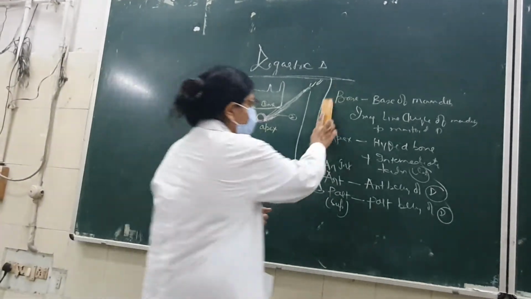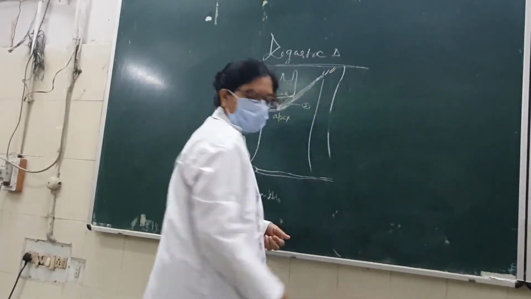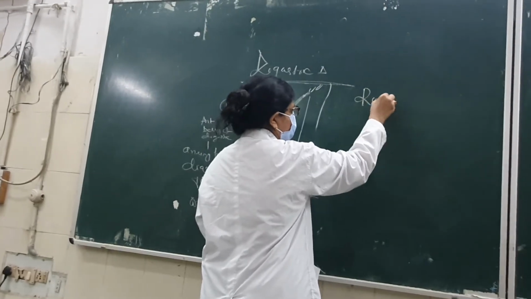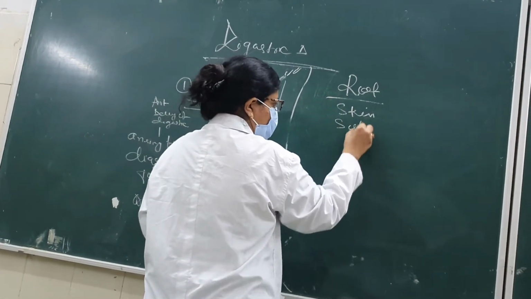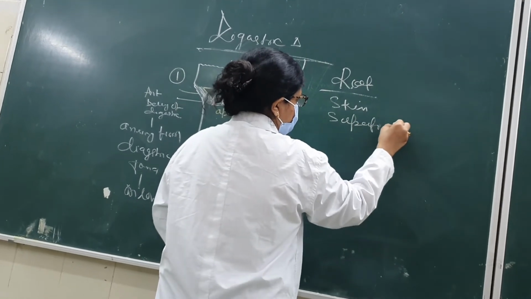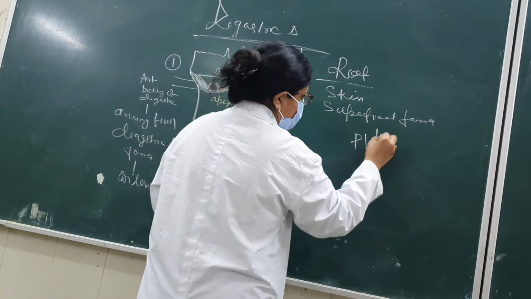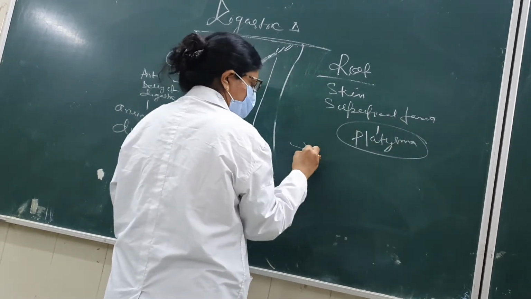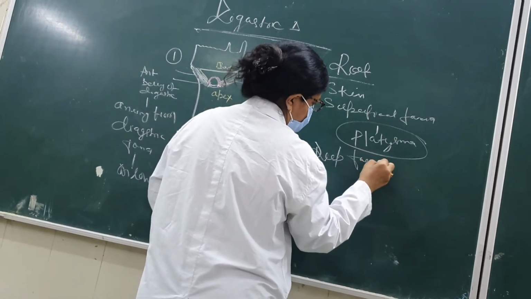This is the boundary. Now coming to the roof. So what will be the roof? Roof will be your skin. Now this will be the superficial fascia containing what? Containing platysma. Now what will be the deep fascia here in this region?